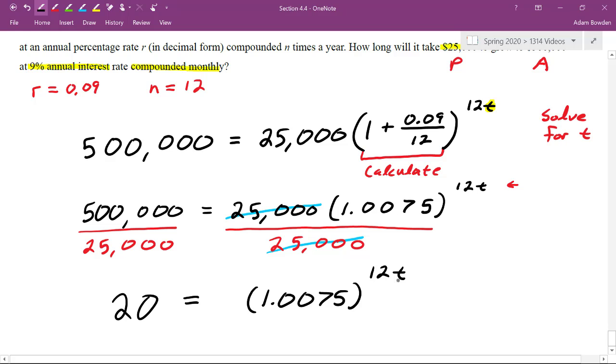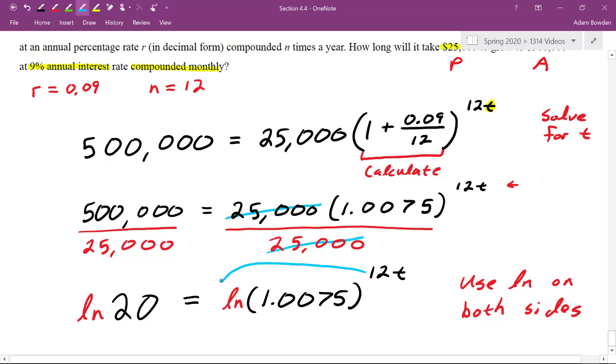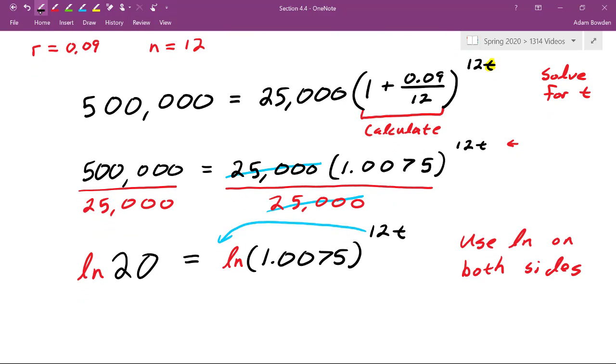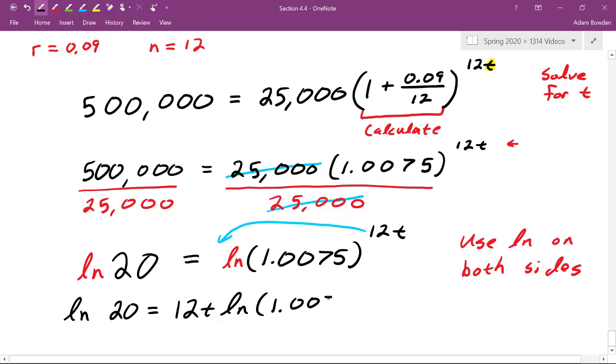Okay, so now we're kind of narrowing things down so we can get to the t. But here's going to be the way we can solve for t. Now that that 25,000 is out of the way, we can take the natural log, the ln, of both sides. And by putting the ln on both sides, using the properties of logarithms allows me to take the 12t and move it out to the front of the ln. So that's going to make it the ln of 20 equals 12t ln 1.0075.